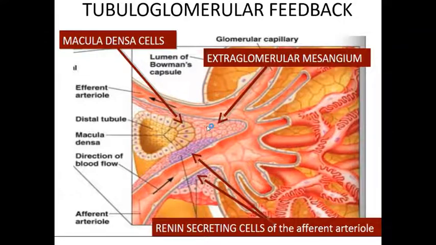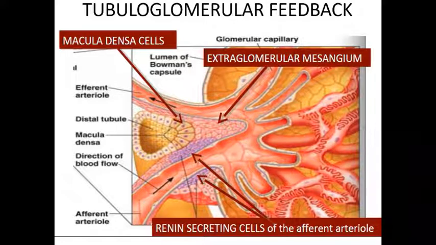Which cells are those? We have the smooth muscle cells of the afferent arterioles. We also have smooth muscle cells of the efferent arterioles. Then we have the mesangial cells. These are called extraglomerular mesangium. So these are mesangial cells that can also respond. So how does it work? If you have an increase in blood pressure, you know that glomerular filtration is going to increase as well, because you have an increase in blood pressure.